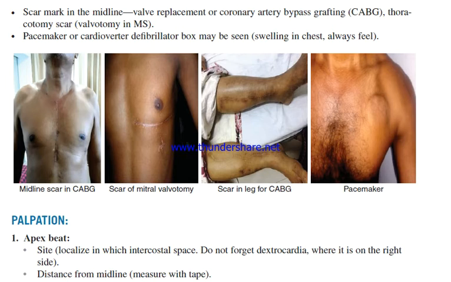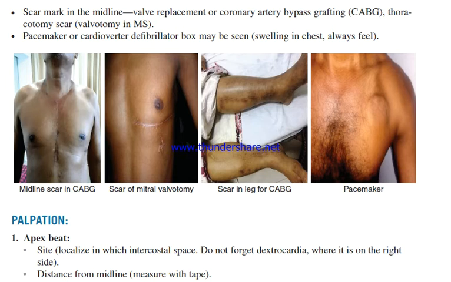Swelling in chest, always feel. There is some picture showing midline scar in CABG, a scar of mitral valvotomy, scar in leg for CABG. There is a pacemaker shadow.